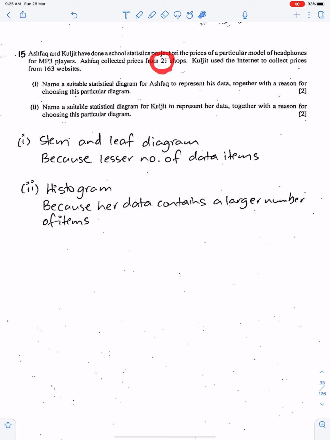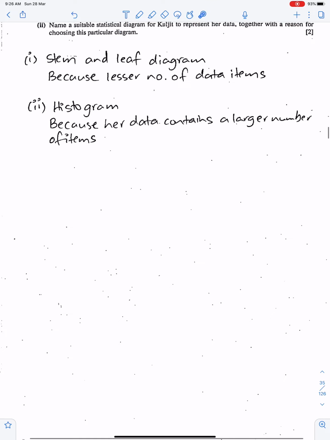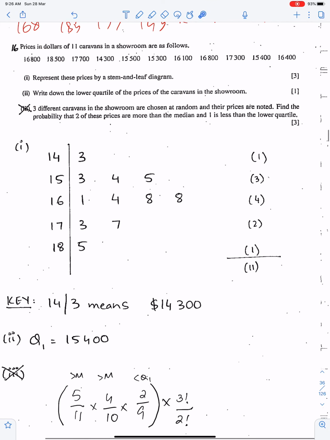For ungrouped data, the suitable diagram is stem plot and box plot. And since this is grouped, large data, the suitable diagram would be histogram or cumulative frequency. Name a suitable statistical diagram for Ashfaq. Stem and leaf diagram, because lesser number of data items. Or you can even write box plot because of lesser number of items. Histogram, because her data contains a large number of items. You can even write cumulative frequency graph instead of histogram. You can write any one from both.